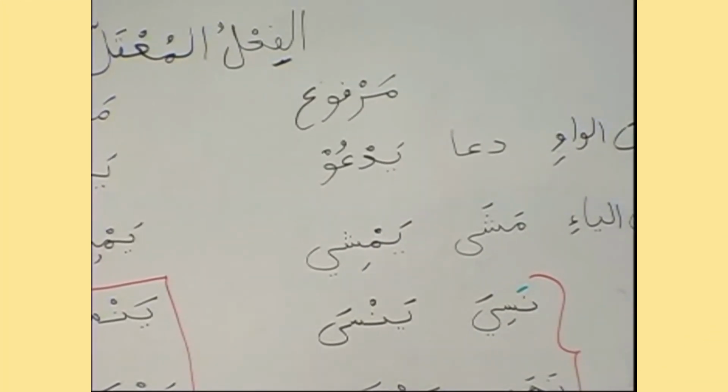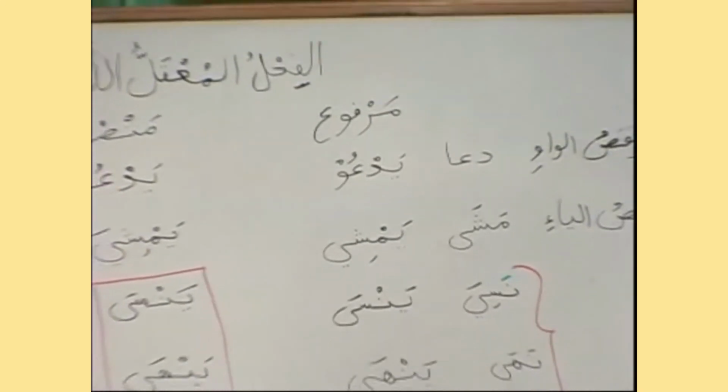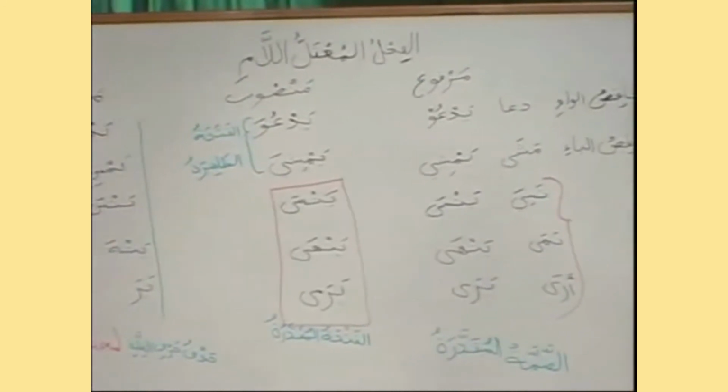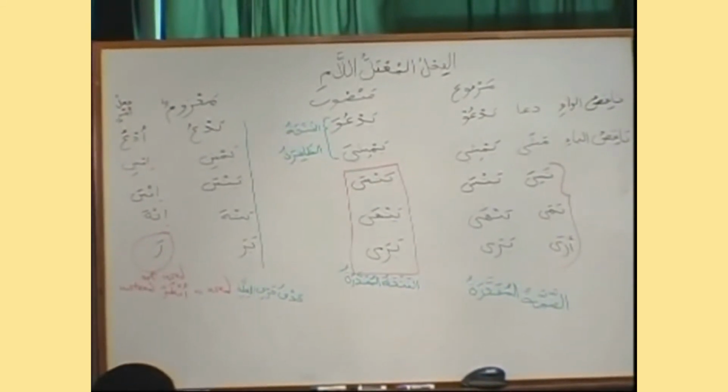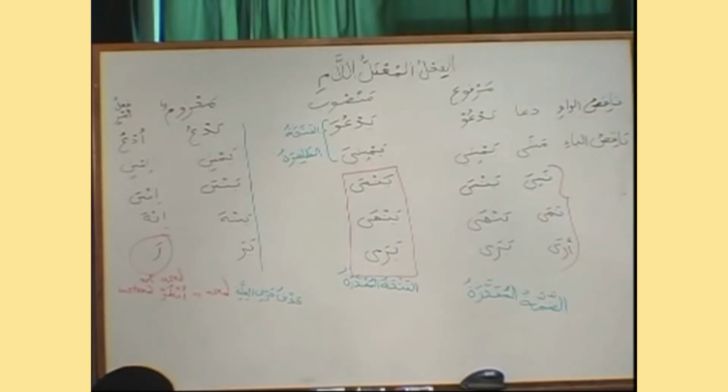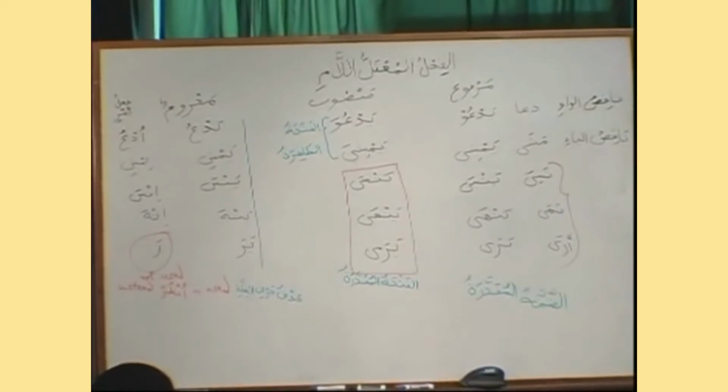So if I say da'a, are you with me? Huwa da'a. Hiya da'at. Hum da'au. Ana da'autu. Anta da'auta. Anti da'auti. Like that, inshallah. And then we go to mudariya. Huwa yad'u. Hiya tad'u. Anta tad'u. Ana ad'u. Nahnu nad'u. This is a piece of cake. And then hum yad'una. Antum tad'una. Anti tad'ina. Yes, that's all you have to think. Inshallah.